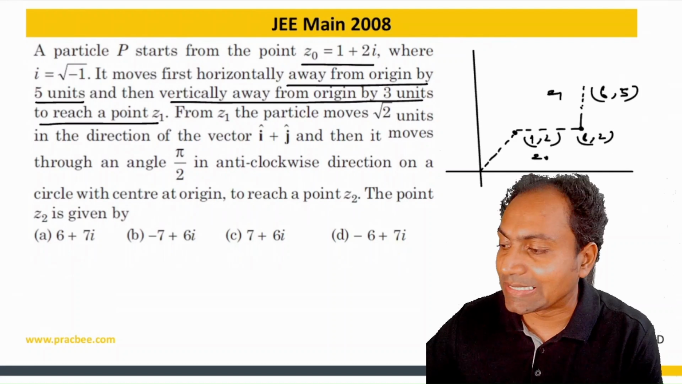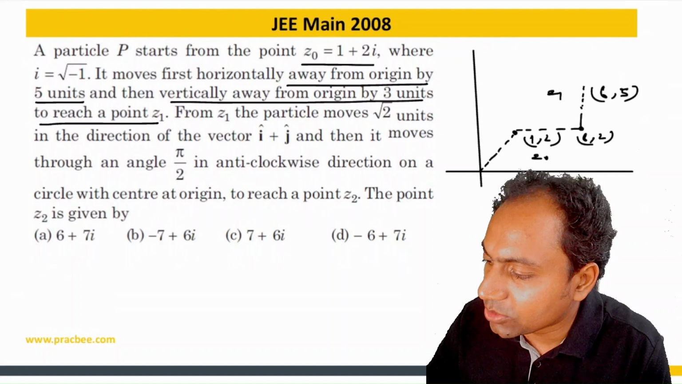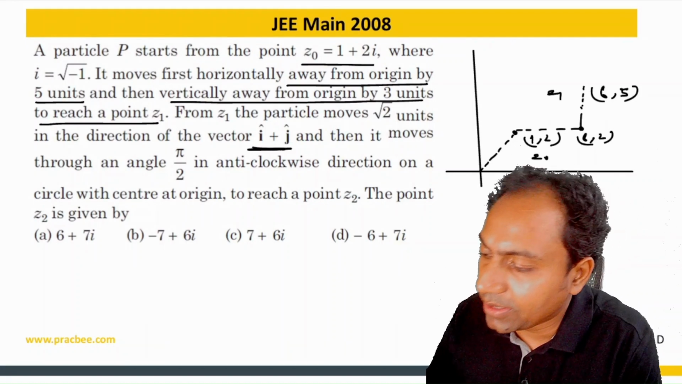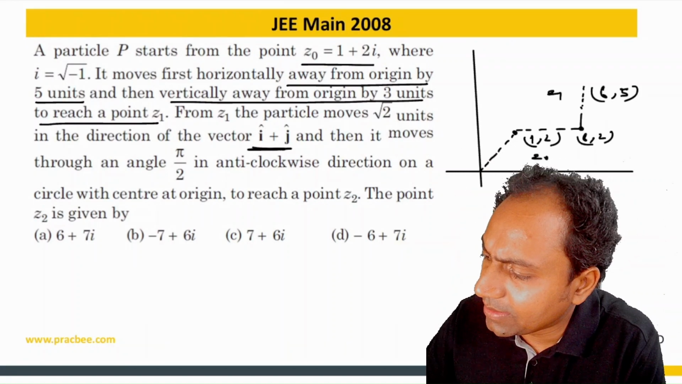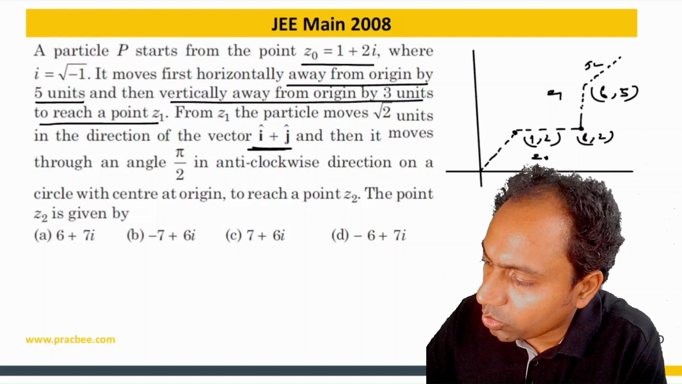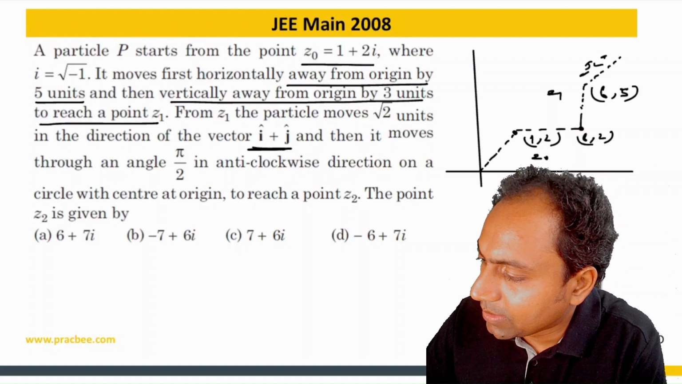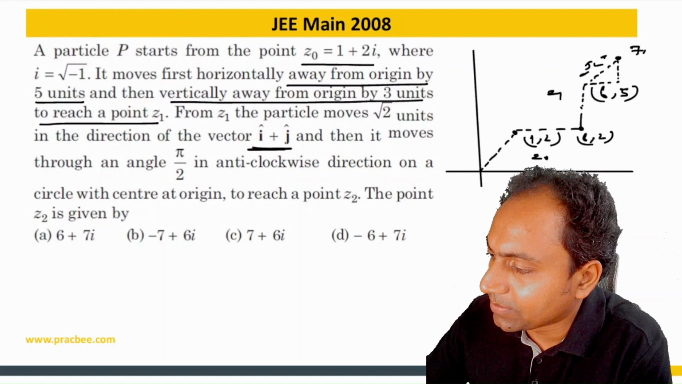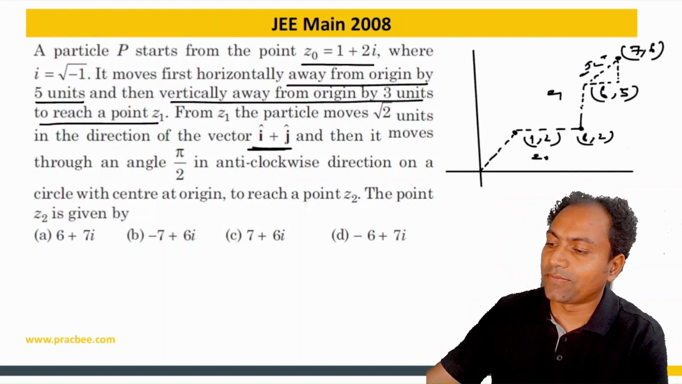Next, what the question says is that it starts moving in the direction of i cap plus j cap. You can see that since the x and y coordinates are equal, this moves at an angle of 45 degrees from here onwards. Now it is moving root 2 in this direction. That would mean the effective movement in the x and y direction is (1, 1). So now this point as a result will become (7, 6). So this is where we have reached.